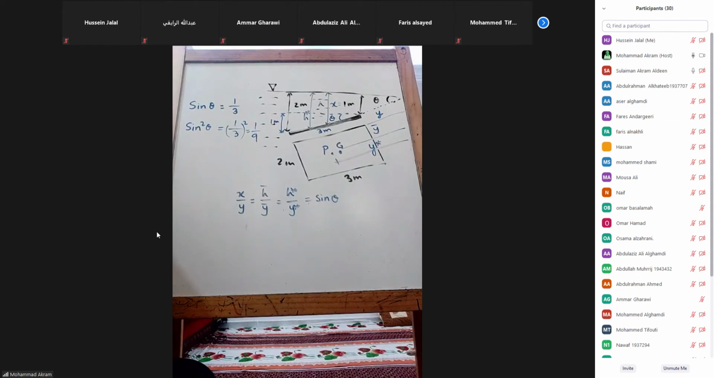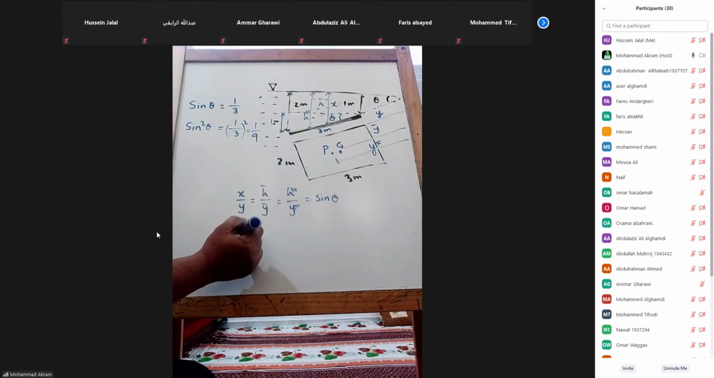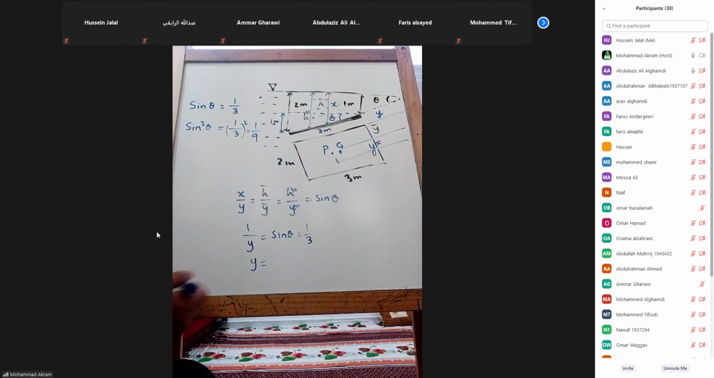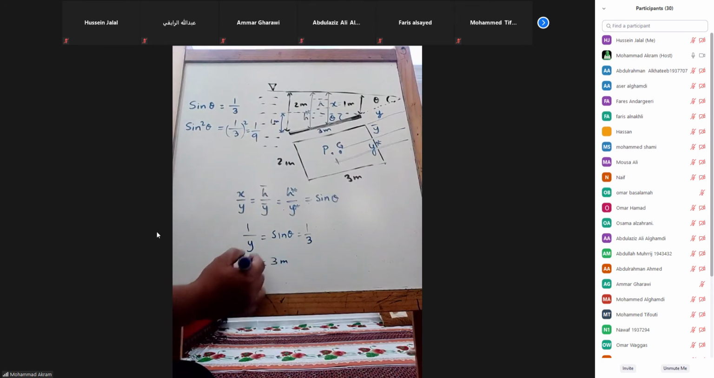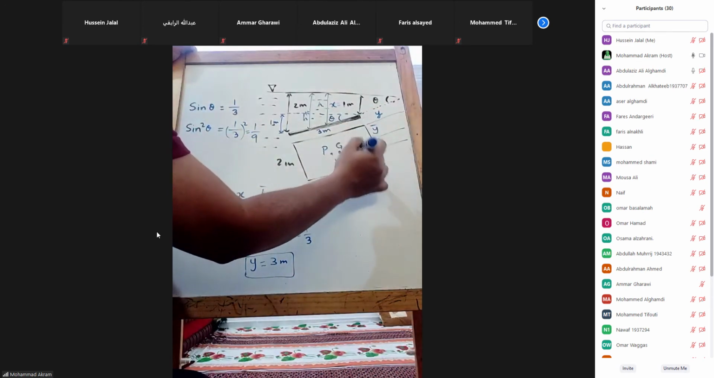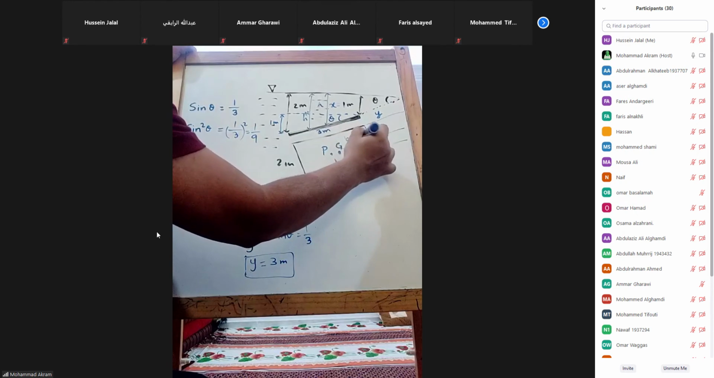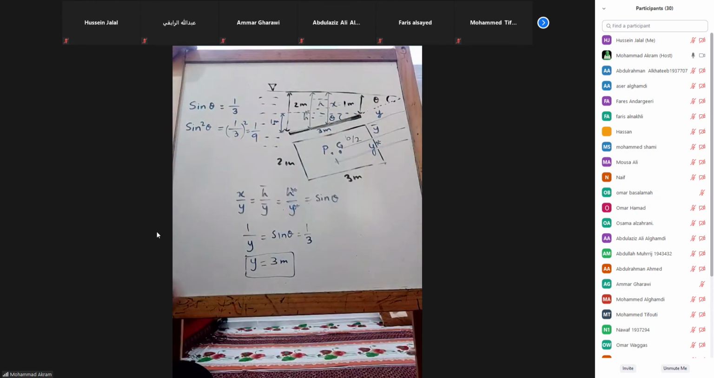So how much will be the value of Y? 1 divided by Y is equal to sine theta, which is equal to 1 by 3. So what is Y? 3. Okay, now you got Y. Okay. Now what is Y bar? So Y bar is equal to Y plus 1.5. B by 2, right? 3 by 2. Am I right?